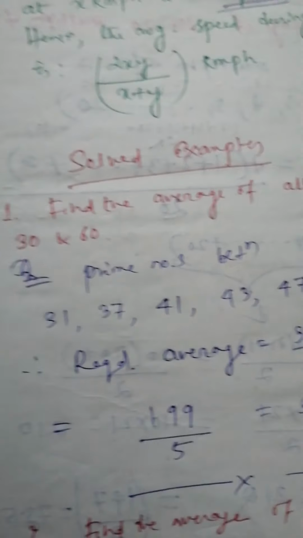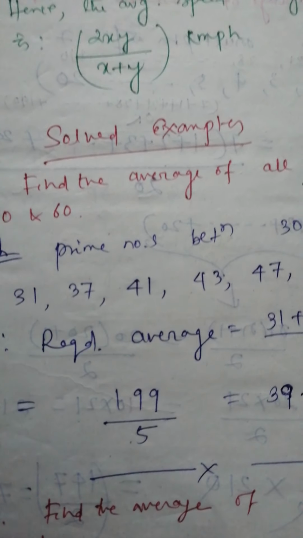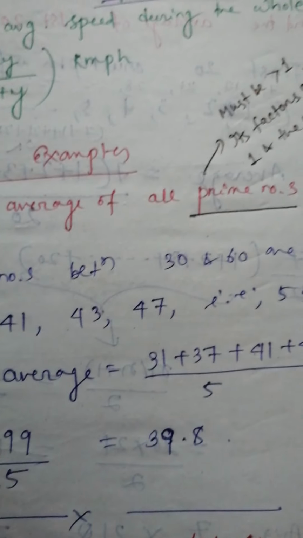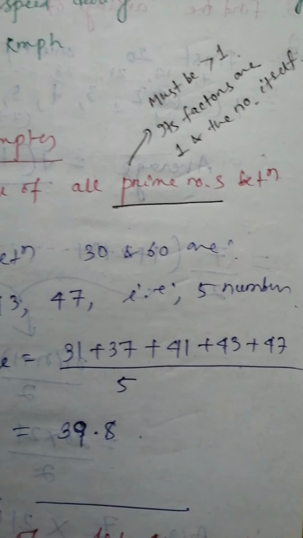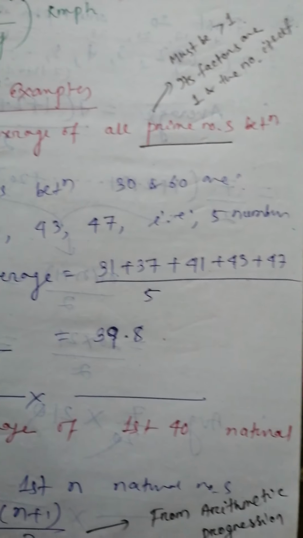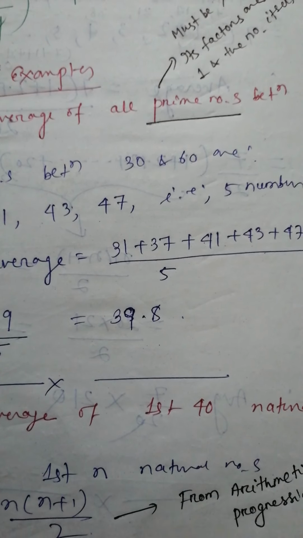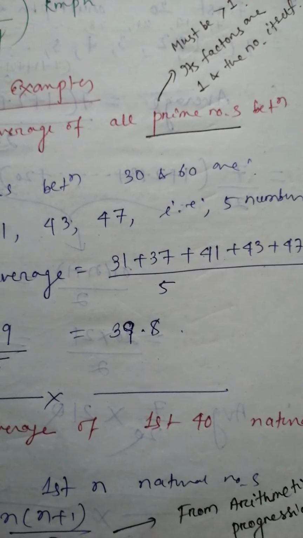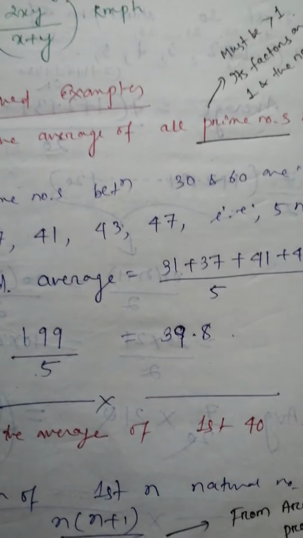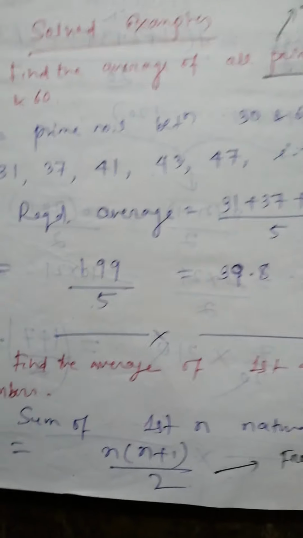So between 30 and 60 we can write the prime numbers, this is a normal way of getting the prime numbers, like 31, 37, 41, 43, 47. So that is 5 numbers. Now we know average equal to sum of the observations divided by number of observations. So I have summed all these numbers and divided this summation by the number of observations, that is 5. So the answer comes as 39.8. This is the average of all the prime numbers between 30 and 60. So this question is solved.